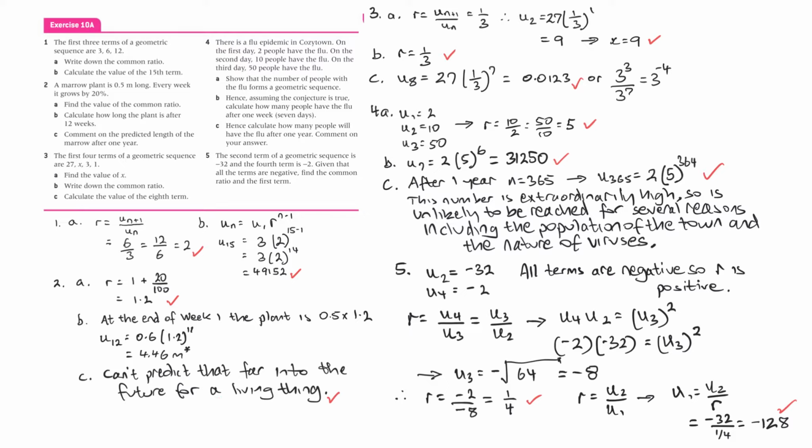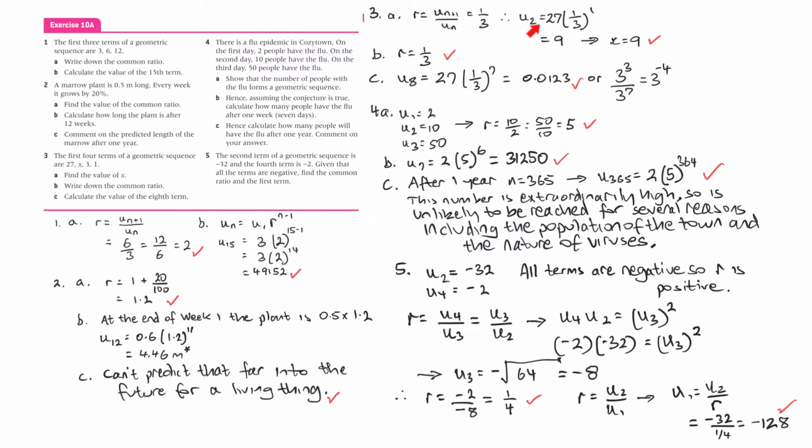Now, number 3, it says, the first 4 terms of a geometric sequence are 27, x, 3, and 1. Now, they've already told us it's geometric, so we don't have to check. But we can set this up. If we've got the first term, the second term, the third term, and the fourth term, and we know that r is the next term over the previous term, or u(n+1) over un, okay, find the value of x. Well, what we need to do first is to find r. So we're going to find r, and here we've got r is 1/3.